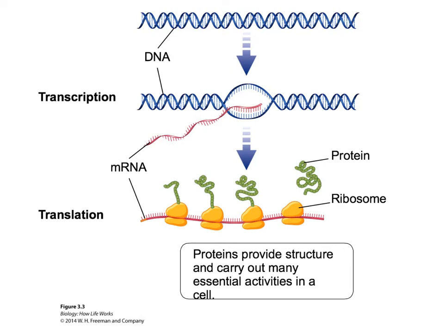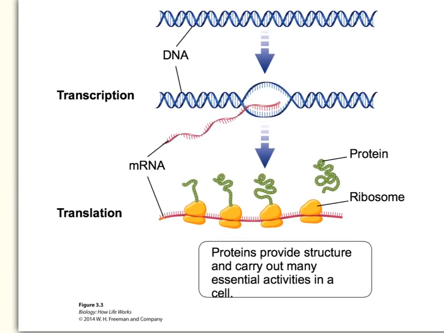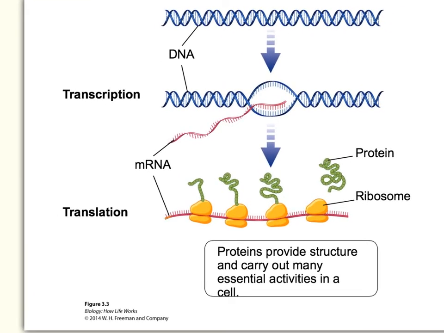In this video, we're going to be looking at transcription. So we're going to look at this first part of the central dogma. Transcription is the transcribing of the DNA code into an mRNA molecule. And then to complete the central dogma, the mRNA molecule is translated into proteins, is what we're seeing here.